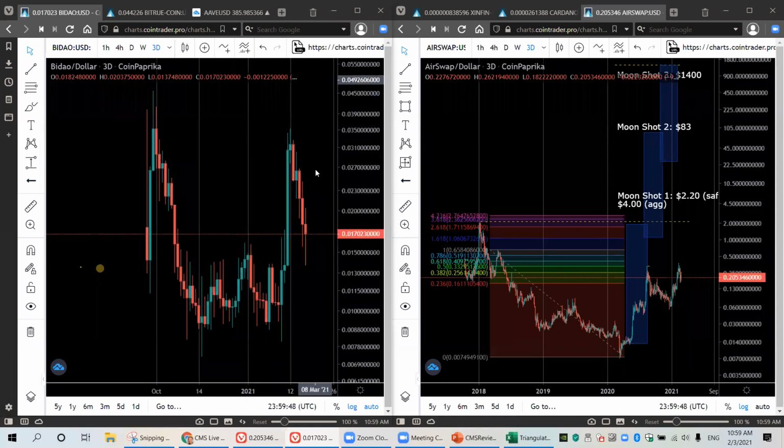Now, remember, this is March. All coins will be pushing up, right? All coins will be pushing up. So this will definitely try to break the top over here and go above.